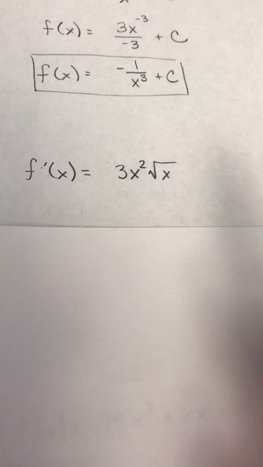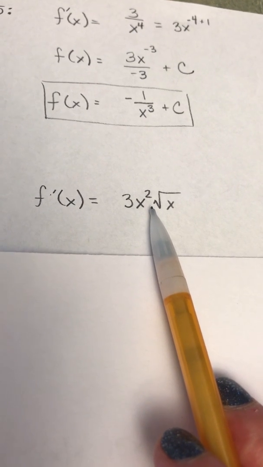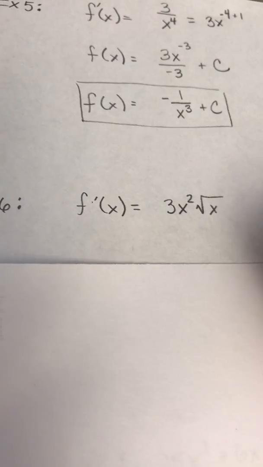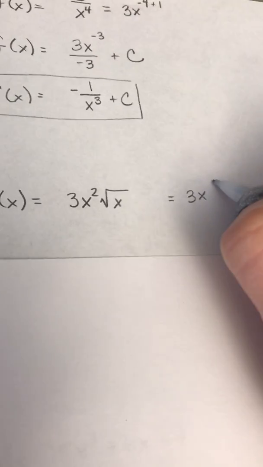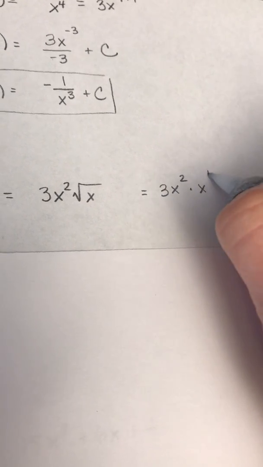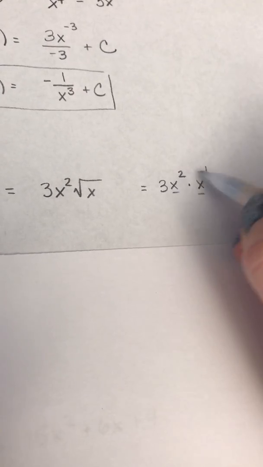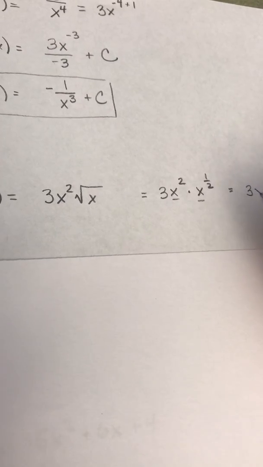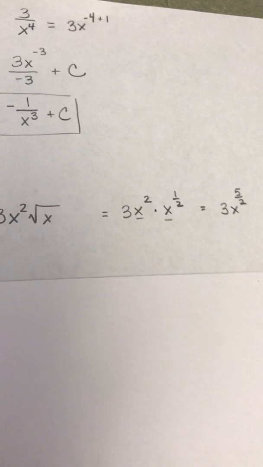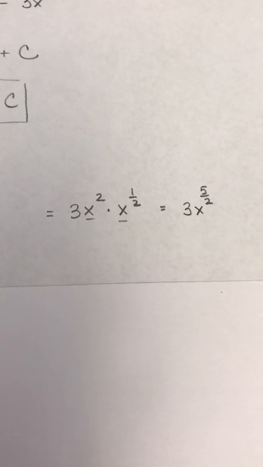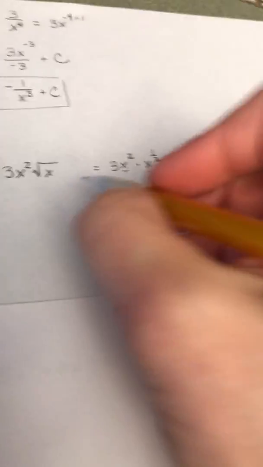My second example looks like it has a product in it. Just like not having a quotient rule, I do not have a product rule. So I'm going to rewrite this so it's just part of 1 power. So I'm going to make this 3x squared times x to the 1/2 power. That's going to give me repeated bases and adding the exponents to make this 3x to the 5/2 power. Now from here, I'm able to go ahead and use that power rule. Add 1 and divide by that exponent.